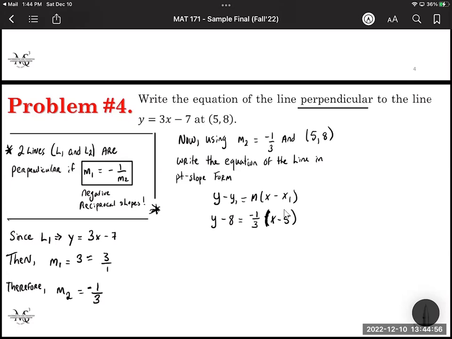Once you have the equation in point slope form, you can then write out the equation in slope intercept form, which by the way is y equals mx plus b. In slope intercept form, we can rewrite the equation that we have above by isolating y, or solving for y, right?